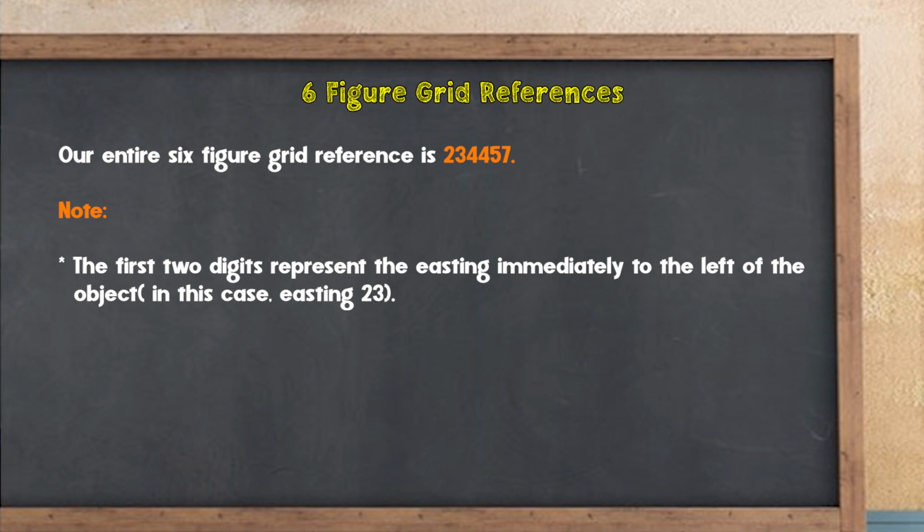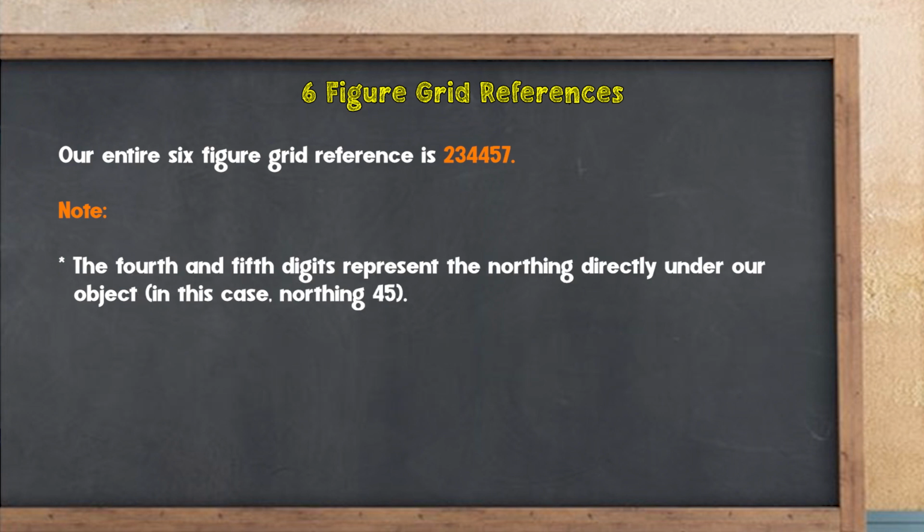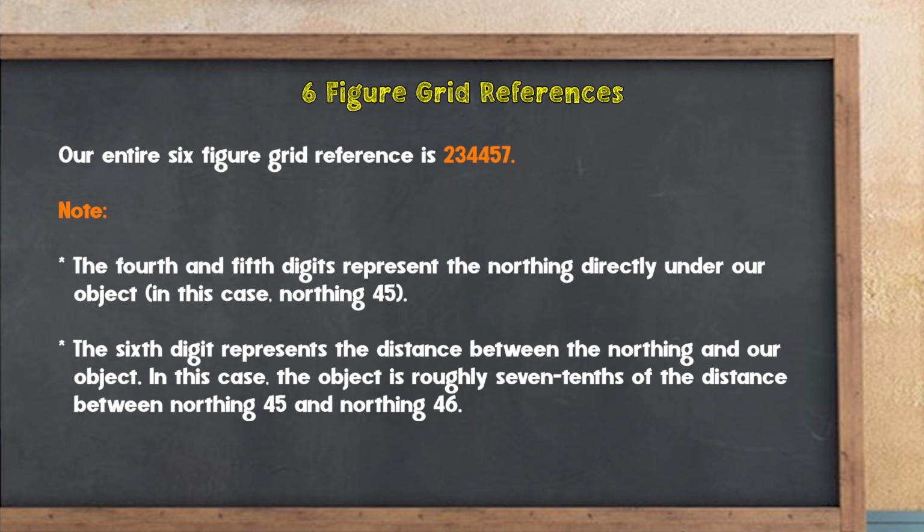In this case, easting 23. The third digit, 4, represents the distance between the easting and our object. In this case, the object is roughly 4/10 of the distance between easting 23 and easting 24. The fourth and fifth digits represent the northing directly under our object. In this case, northing 45. The sixth digit represents the distance between the northing and our object. In this case, the object is roughly 7/10 of the distance between northing 45 and northing 46.